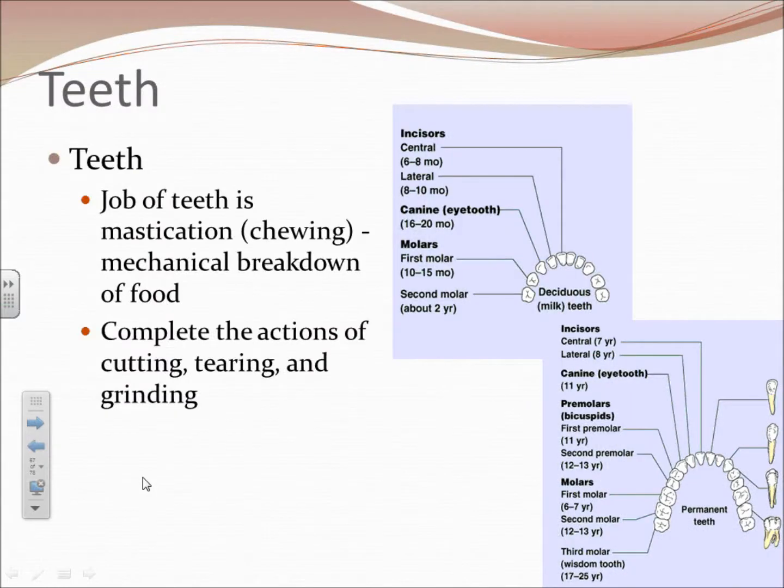Your teeth are also considered an accessory organ. The job of your teeth is to chew. The fancy word for chewing is mastication. Do I need to say anything else about teeth right now? You don't need to know the individual teeth. You just need to know teeth are an organ that helps with the digestive process.